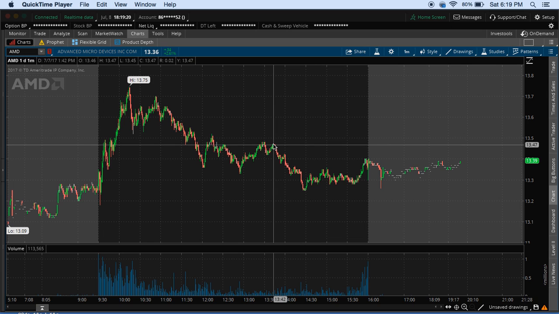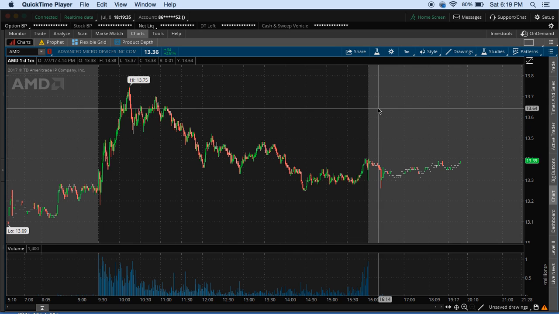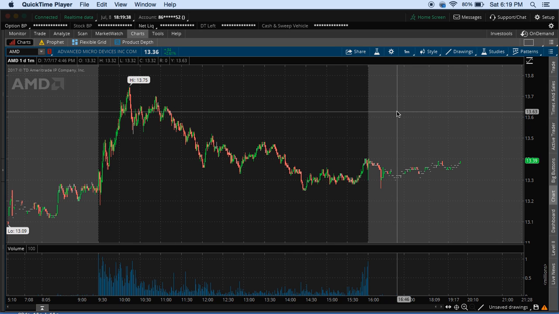Right now we're looking at the stock AMD. I'm sure that many of you are familiar with this stock. I recently swing traded this stock and I made, I think, 5% on it. So that was a good trade for me and I was very happy with that. But we're not going to talk about that. What we're going to talk about is setting up your moving averages.